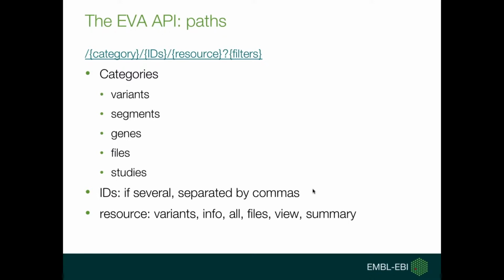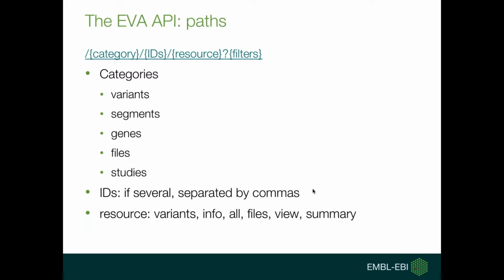They are more useful for internal use, but they are still public, and they are all documented in the public help. So I will go through the other endpoints, the other categories, variants, segments, and genes, explaining some examples.